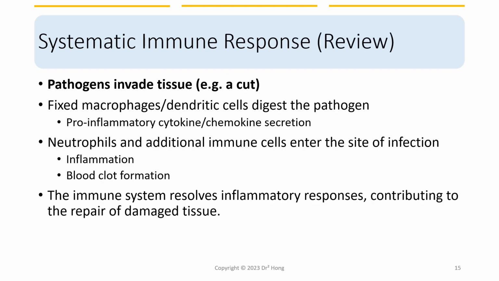Before we talk about the mucosal immune response, let's have a quick review of the systemic immune response. For example, when there is a cut, pathogens invade tissues. Macrophages and dendritic cells come in and eat up the pathogen. Then they release pro-inflammatory mediators that recruit more immune cells to the site of infection, leading to local acute inflammation. Now, if it is a cut, a blood clot would also form, so inflammation is the hallmark.